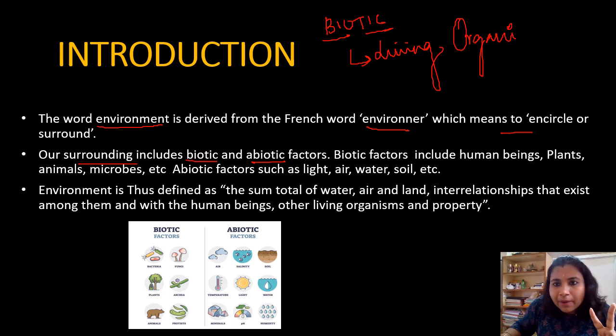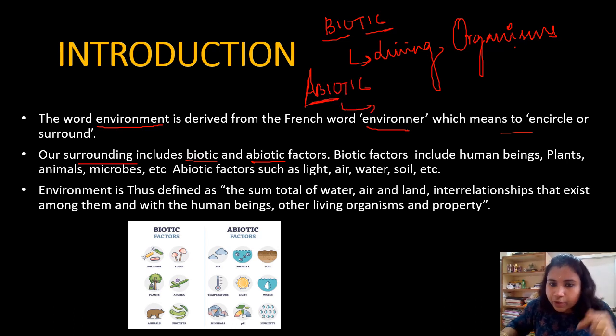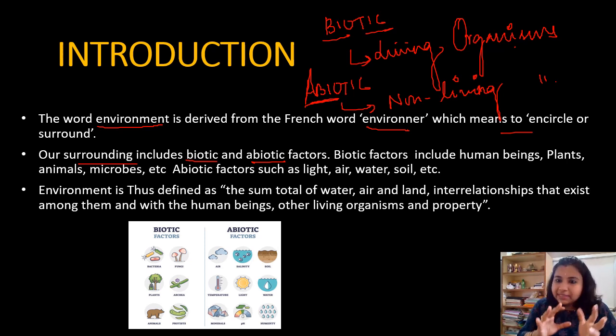But if we talk about abiotic factor, abio means absence of life. So it includes all non-living organisms. So biotic stands for living organism, abiotic stands for non-living organism. So our surrounding has two factors, biotic and abiotic. Biotic stands for living organism and abiotic stands for non-living organisms.